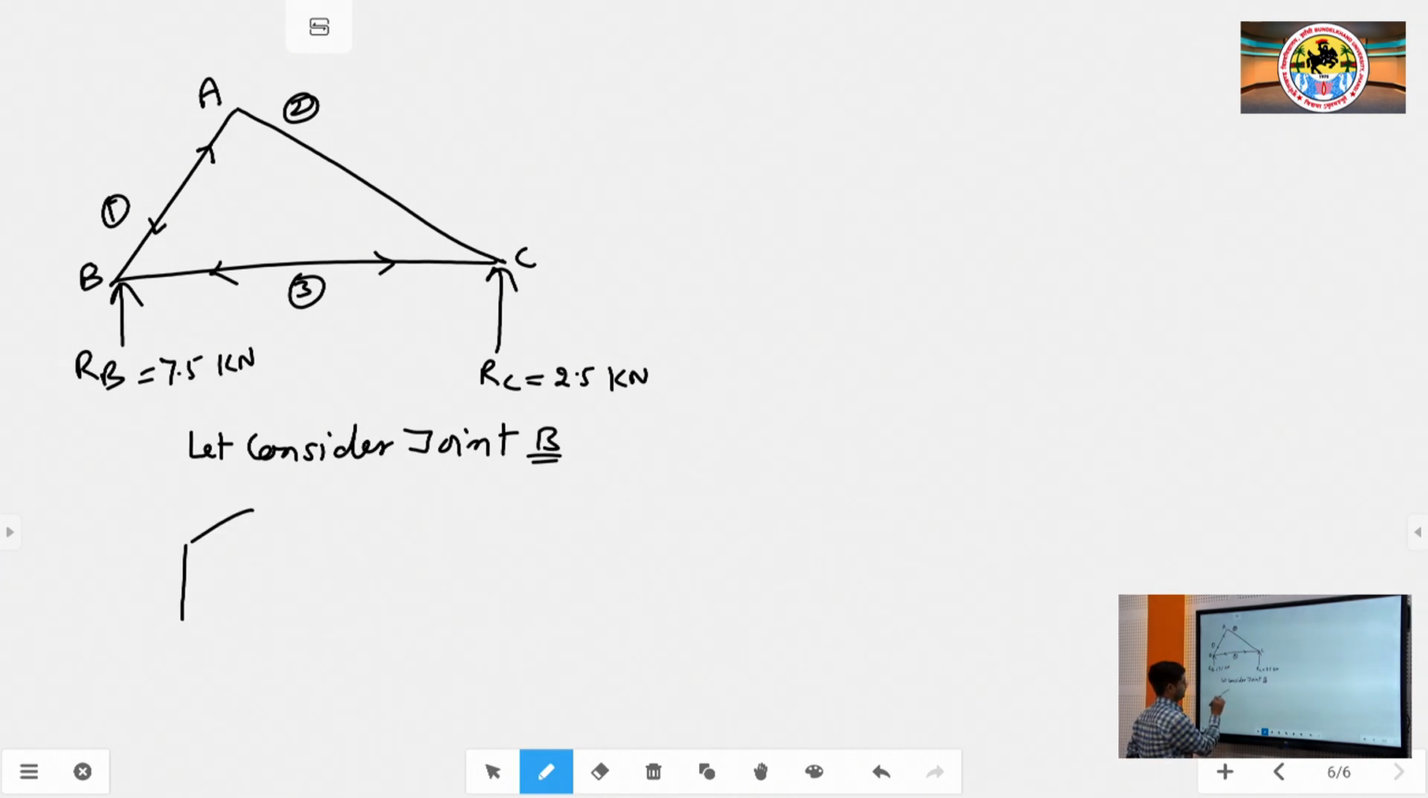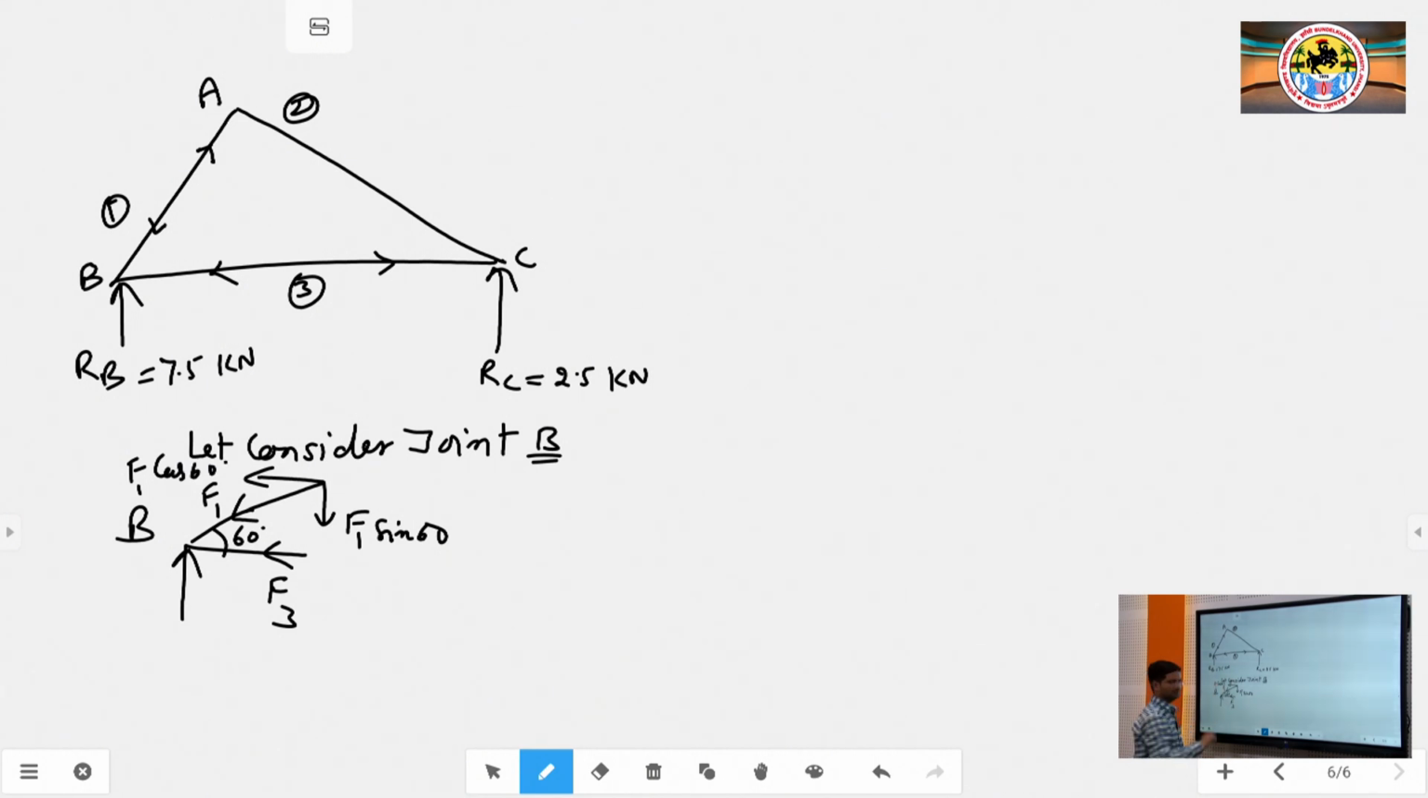Here these types of forces are acting, and this is joint B, and this angle is 60 degrees. So, we have to resolve this in x and y, horizontal and vertical directions. Suppose this is F1 and this is F3. The components of the force F1 are F1 sin 60 and F1 cos 60, and here it is F3.